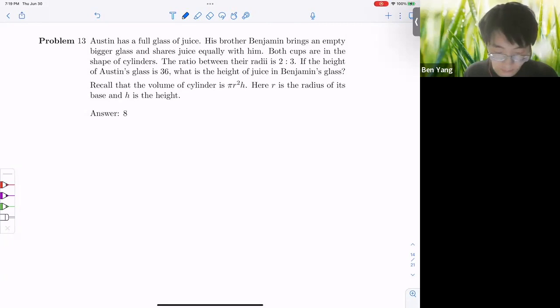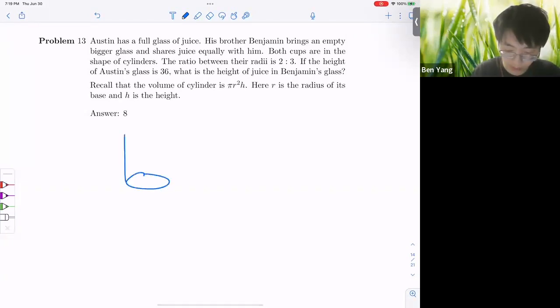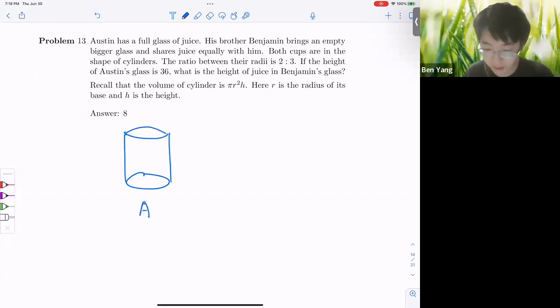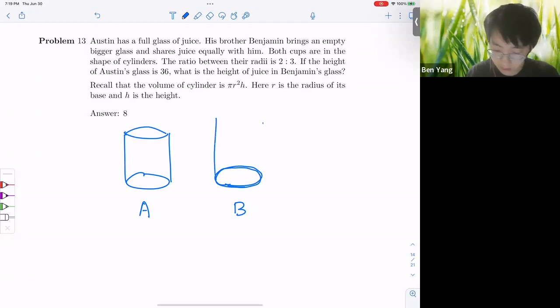Okay. Austin has a full glass of juice. So let me draw two cylinders. Here is Austin's cylinder, or let's just call it cylinder A. We also have cylinder B, and the ratio between their radii is 2 to 3. So I guess cylinder B has a larger base. Cool. And it's empty right now.